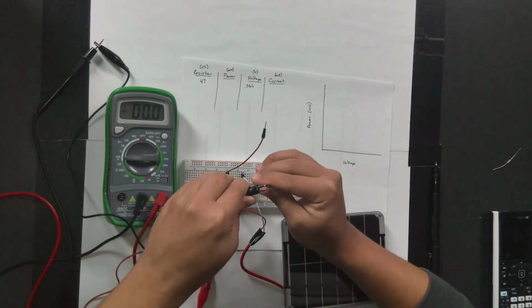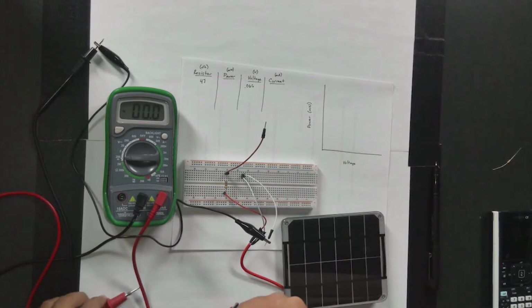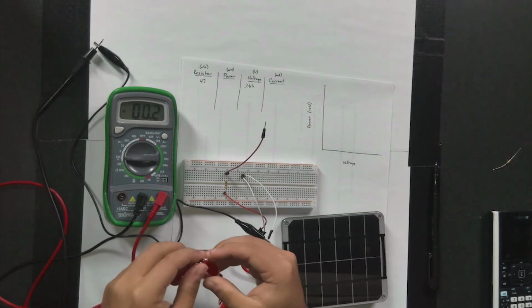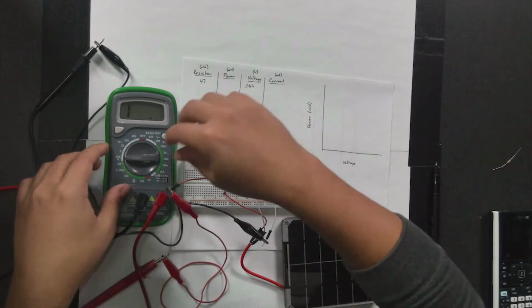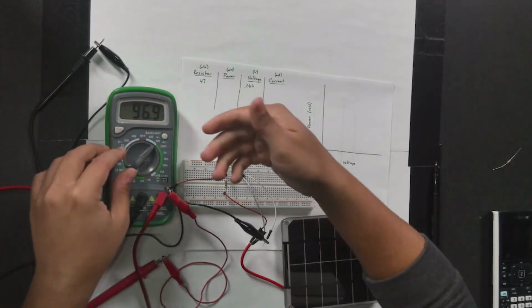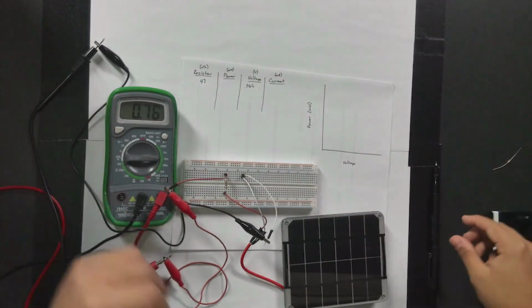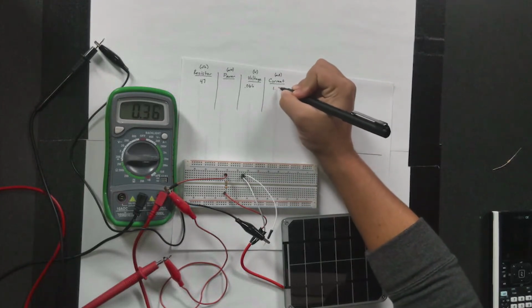Now we can go ahead and reconnect everything. Connect this here and then this to right here. And we're going to change the reading on our multimeter to amps. So now here we're getting a reading of about 1.3 milliamps. So we're going to record that.